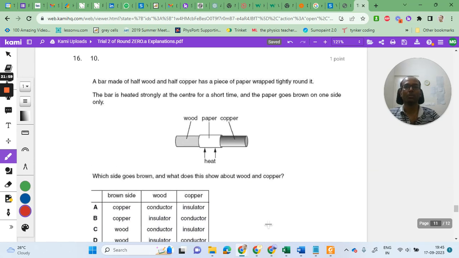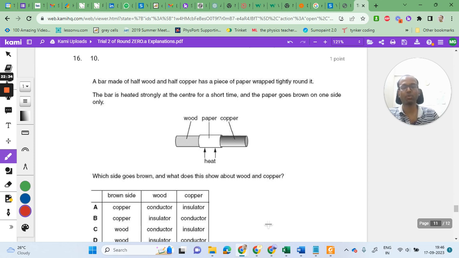Last question. So in this, what happens is, copper is a good conductor of heat, wood is a bad conductor of heat, it's an insulator. So when you heat the center of the rod on which a paper is tightly wrapped, the copper part will conduct the heat away from the paper and prevent it from reaching the ignition point to catch fire. So it won't burn. But the wood is a bad conductor, so the heat is trapped. It can't go away. So the paper above the wood will start getting hotter and it will start burning.